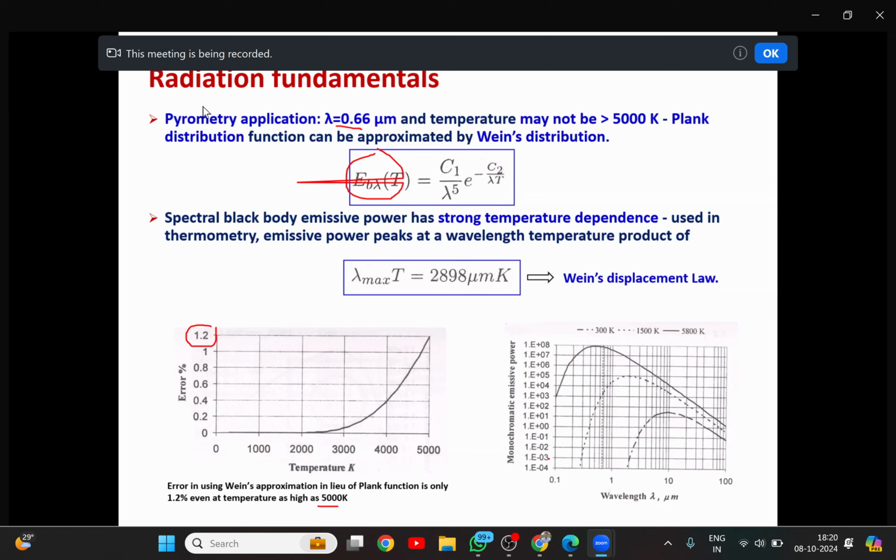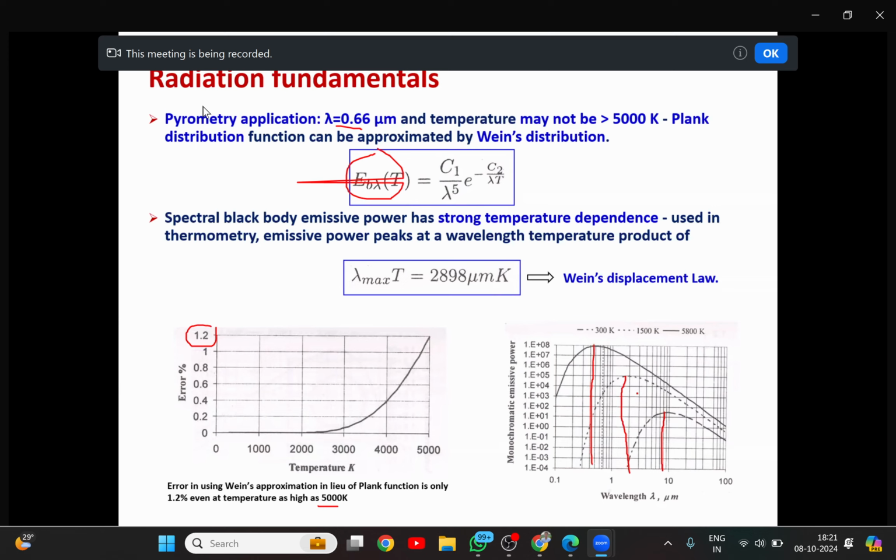And if you go to a higher temperature, like 1500 Kelvin, the E_B lambda curve is going to shift and look something like this. If you go even higher to 5800, the curve would shift like this. For each temperature, there is a wavelength at which you get maximum power. Somewhere around here, you get maximum power at 300 Kelvin. Somewhere here, you get maximum power for 1500 Kelvin. Somewhere here, you get maximum power for 5800 Kelvin.